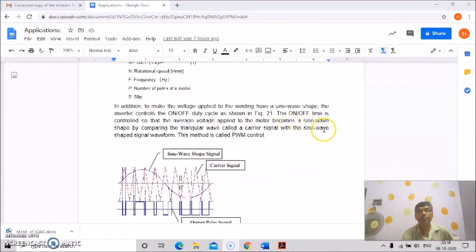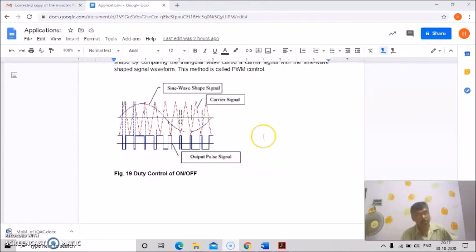The on-off time is controlled so that the average voltage applied to the motor becomes a sine wave shape, by comparing the triangular wave, called a carrier signal, with the sine wave shape signal waveform. This method is called PWM control. We have already discussed this PWM control method during our PWM inverters. This is the sine wave shape, this is the carrier signal, and this is the output pulse signal. This is the duty cycle of on-off.